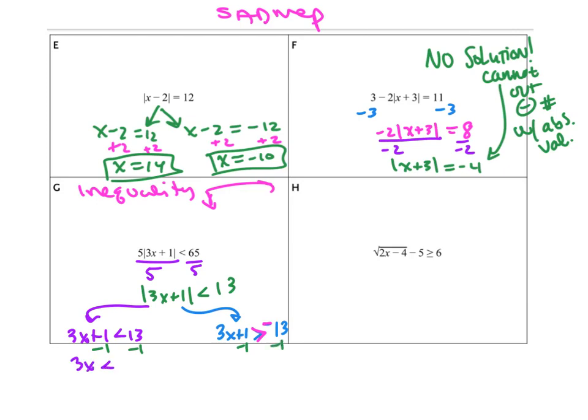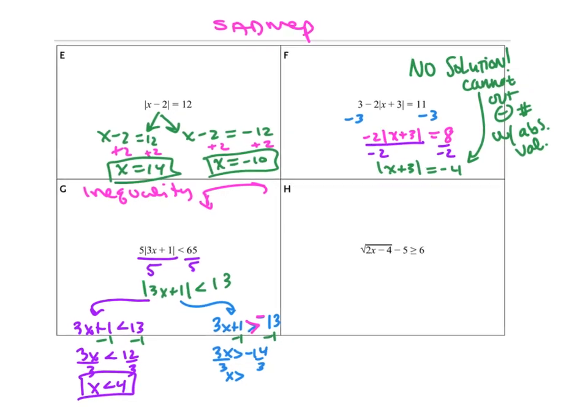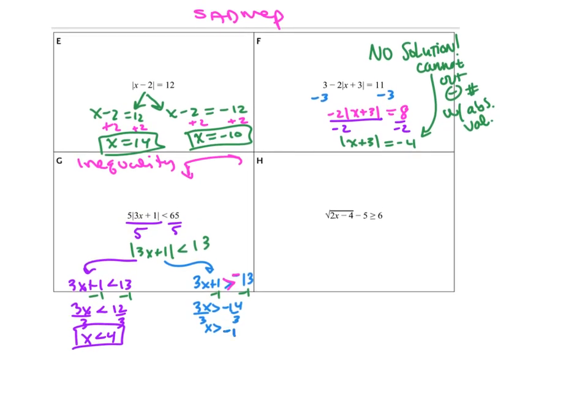3x is less than 12, divide by 3. X is less than 4 is one side. With blue, 3x is bigger than negative 14. X is bigger than negative 14 thirds. I'm going to leave it as a fraction for sure. So, but that is what? 3, 4, it's almost 5.